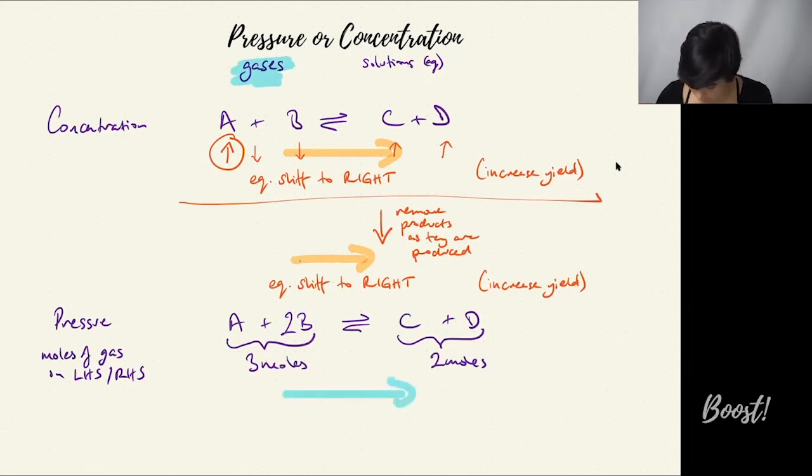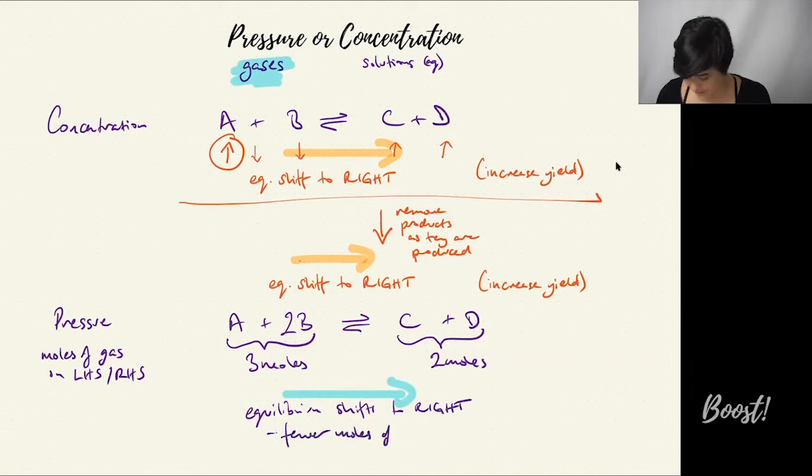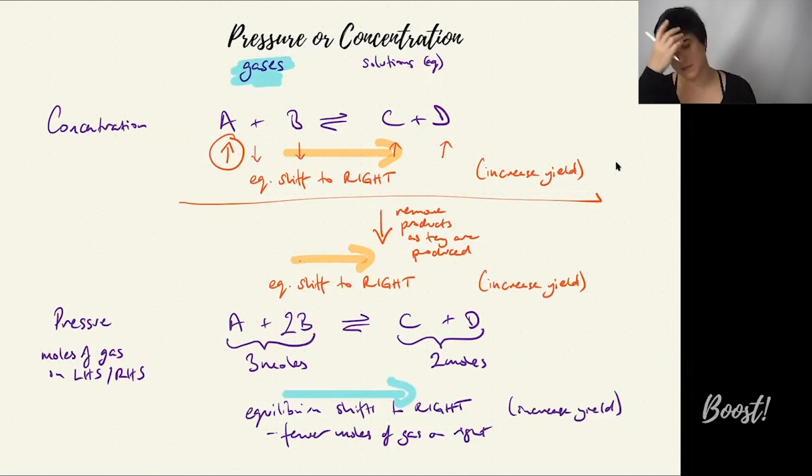So equilibrium shifts to the right because we have fewer moles of gas on the right. Okay, again, this will increase the yield in this reaction. But obviously this is just one example.